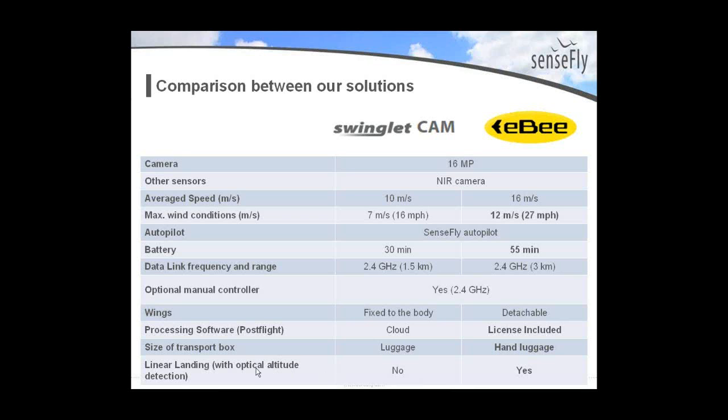And then the size of the transport box, the swinglet, it would be luggage if you were taking it on board and traveling with it. It'd have to be considered as luggage, where the eBee, it packs up in a nice little tight case that you could actually hand carry onto the airplane. And then the landing method with the swinglet, you only have a circular landing method, and with the eBee, which is preferred, you have a linear landing that you can do with it.